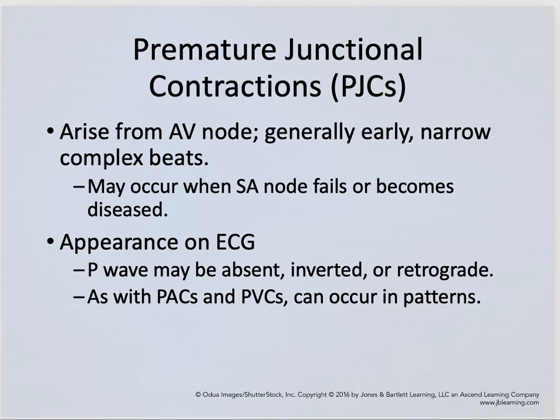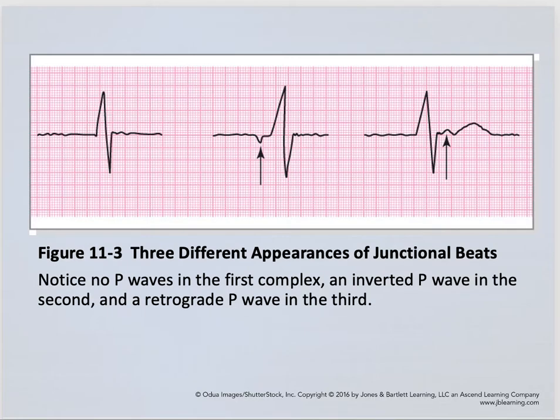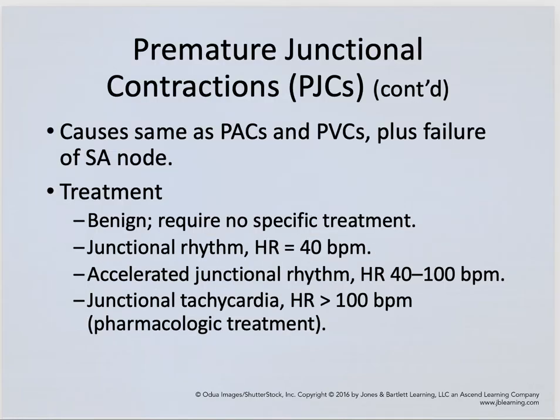As in the PACs and PVCs, it can also occur in a pattern. So when you're looking at a premature junctional contraction, you're noticing that there's no P wave in the first complex. On the second, the arrow shows you an inverted P wave, an upside down P wave, and then interestingly, in this last one, the P wave is retrograde into that third. Either way, this is what we call junctional contraction. It's happening below the SA node.